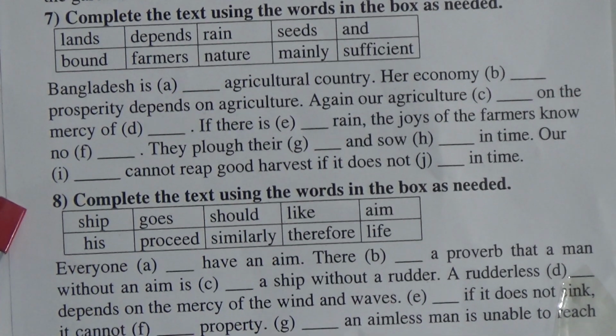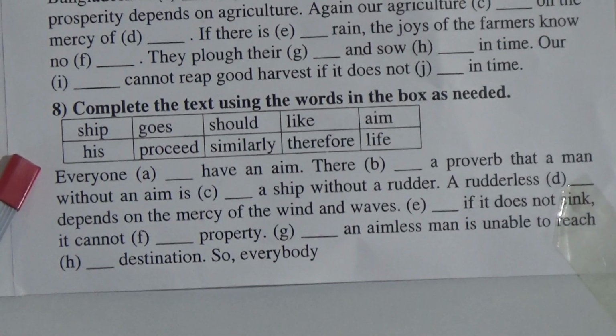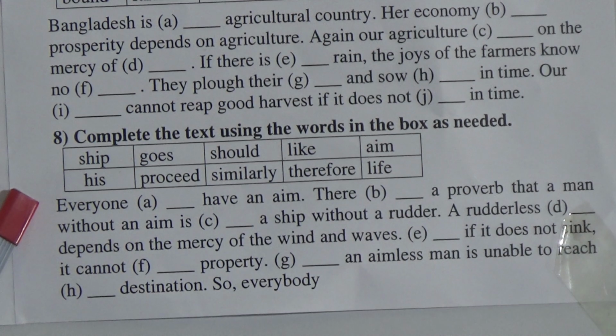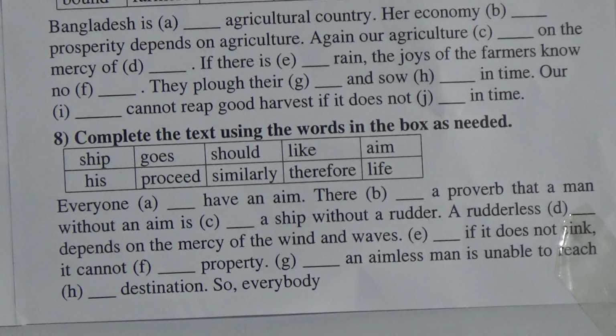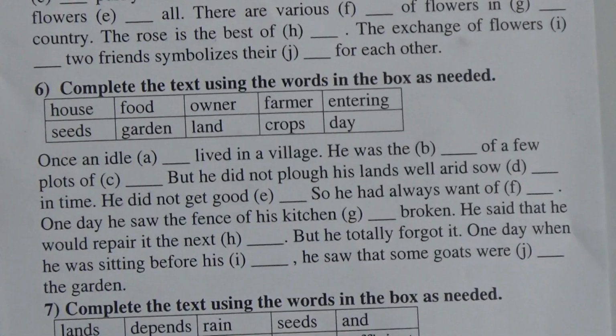And number 8 starts with everyone dash have an aim. So complete the text using the words. You will also find this in your suggestions. Number 5, 6, 7, 8.